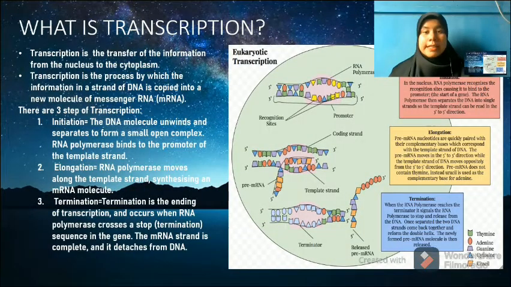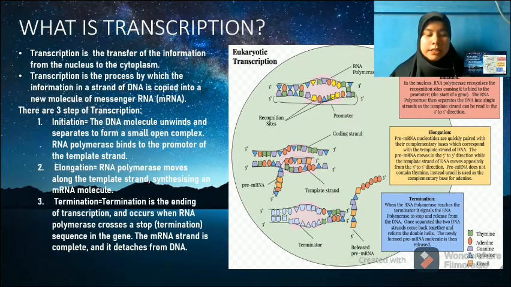The first process is the transcription process. So what is transcription? Transcription is the process of transferring the information from the nucleus to the cytoplasm. To make it simple and easy to understand, basically transcription is the process by which the information in a strand of DNA is copied into a new molecule of messenger RNA, which is mRNA. There are 3 steps in this process: initiation, elongation, and termination.